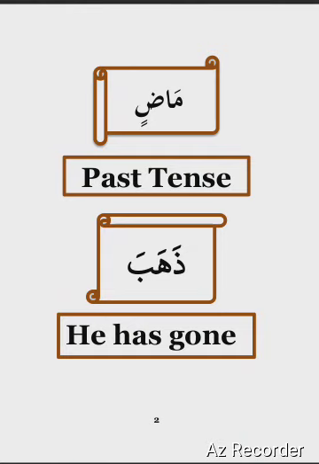And ذهب is your base. ذهب is an example of a three-letter verb in Arabic. I repeat, ذهب is an example of a three-letter verb in Arabic. And you take ذهب as your base, which means he went or he has gone. لعلك فهمت. I hope you understand.